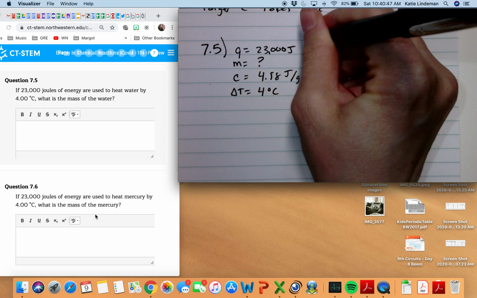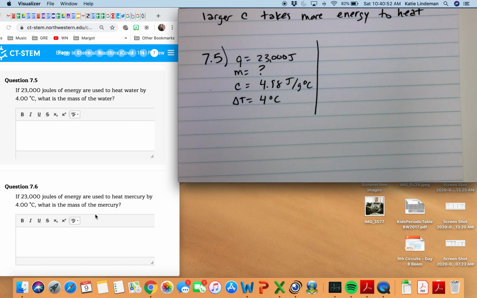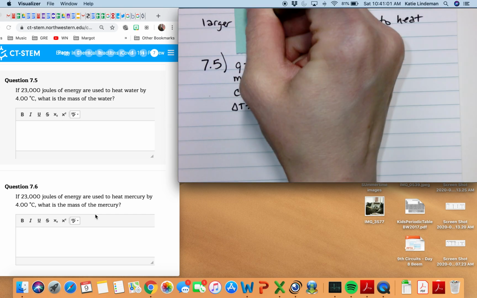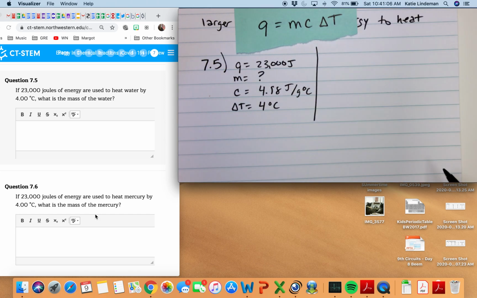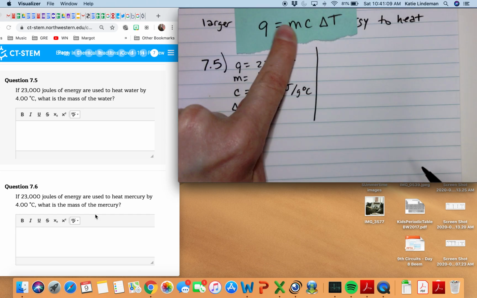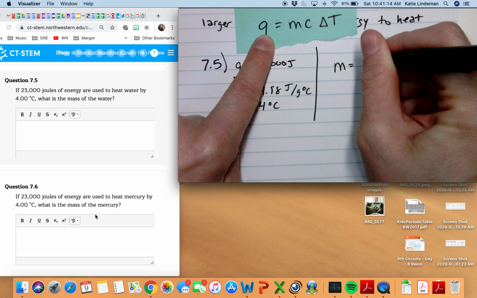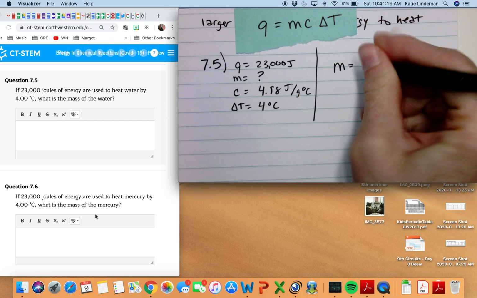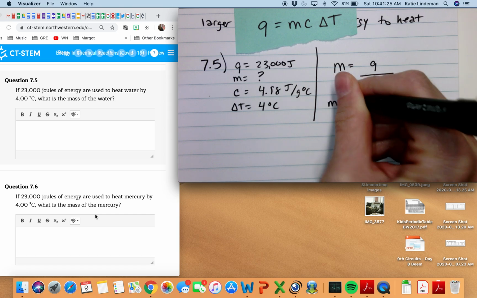Okay, so my formula that I'm going to use, I'm just going to do this on a little post-it so I can shift it as needed. Q is equal to MC delta T. I want to shift this around to solve for M this time. So M is equal to Q divided by C and delta T. So now I can plug everything in.